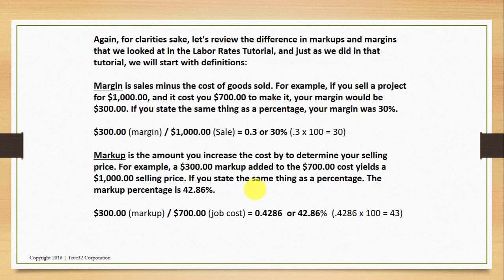Markup is the amount you increase the cost by to determine your selling price. For example, a $300 markup added to the $700 cost yields a $1,000 selling price. If you state the same thing as a percentage, the markup percentage is 42.86%. So note that in the margin calculation, we had a 30% margin, and in the markup, it took a 42.86 or almost 43% markup to give us the same margin. And that expresses out like this: $300, which is our markup, divided by $700, our job cost, equals 0.4286 or 42.86%.